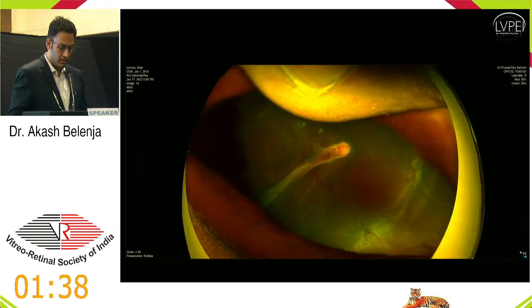This is what you see on post-op day seven, where you see a very high buckle indent, including all the tractional elements right from the posterior macula till the periphery.